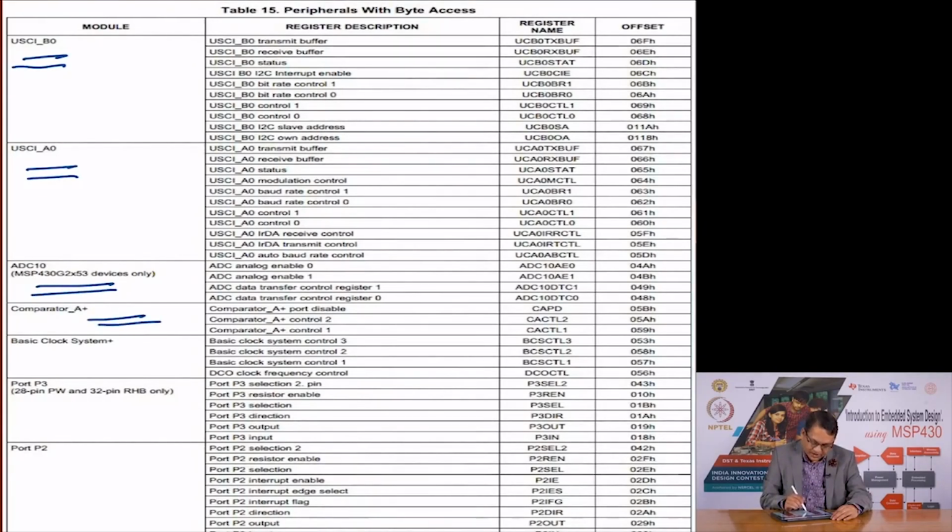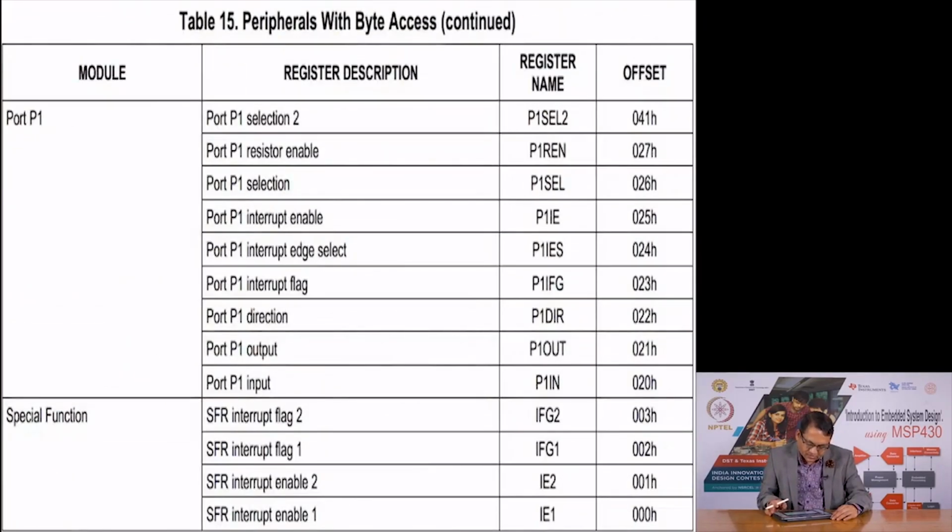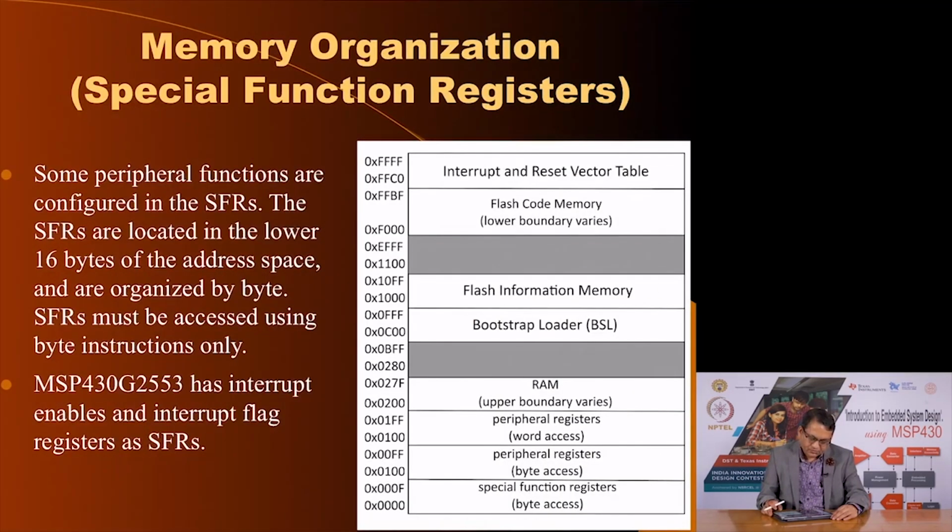The clock system and various low power modes can be controlled by writing into this, and ports P3 and P2 can be accessed, and similarly port 1 and other special function registers related to interrupt control are accessible through these byte access special function registers. Well, I meant byte accessed peripheral registers.